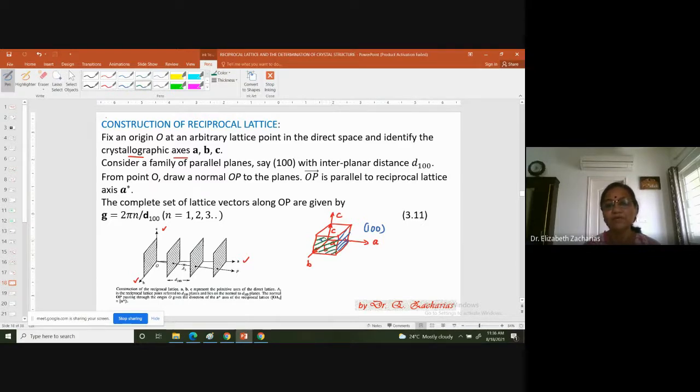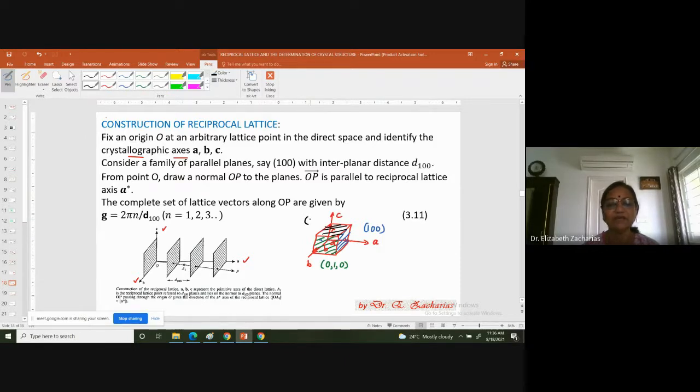Similarly, if I take a plane here, using another color, what do you think will be the indexing of this particular plane? This plane will be 0, 1, 0. And similarly, if I take a third plane, let me draw this plane. What will be the index of this plane? Anyone? A plane parallel to the AB plane, but at the top of the cell, that is at a distance C.